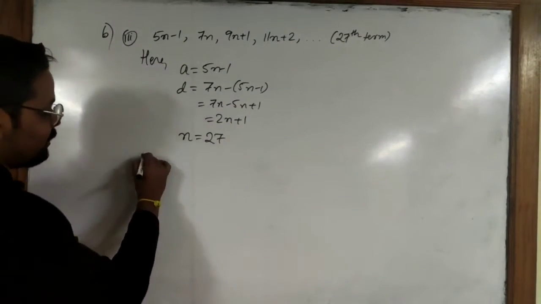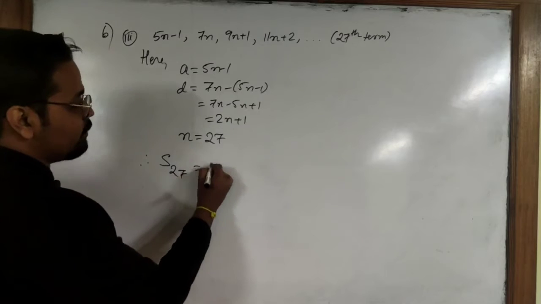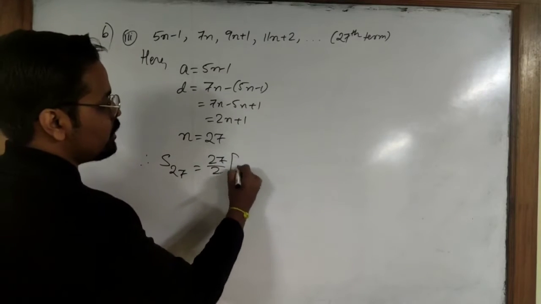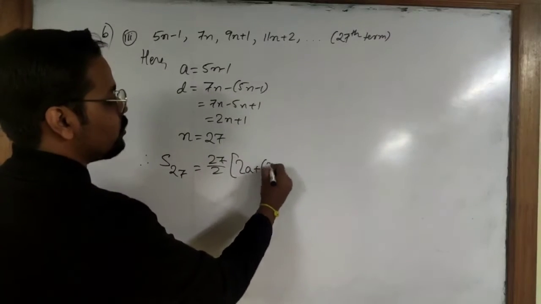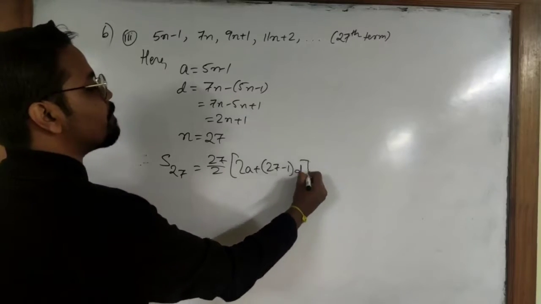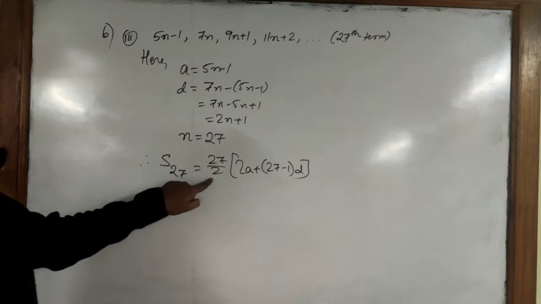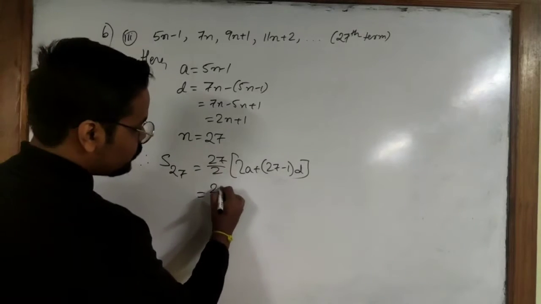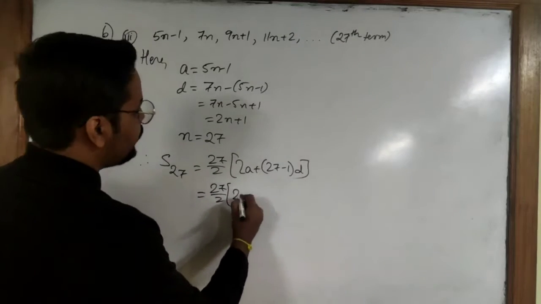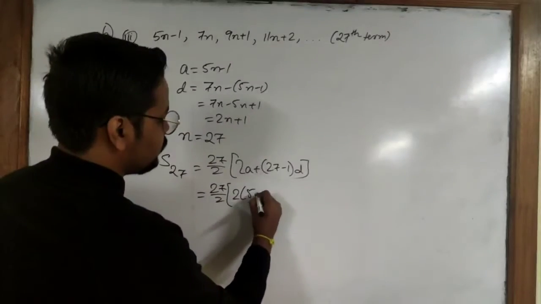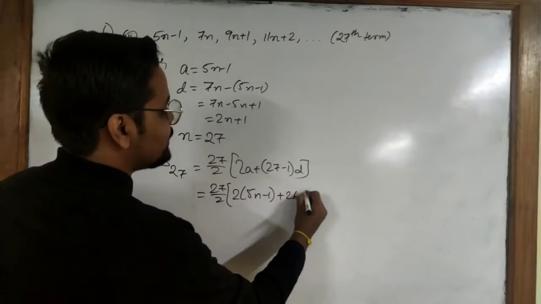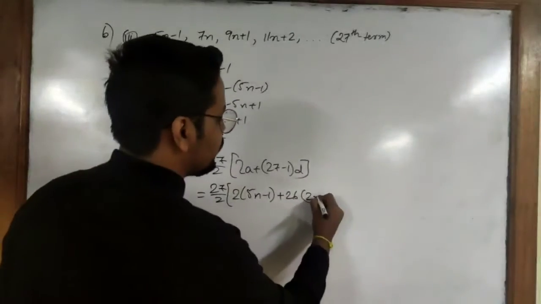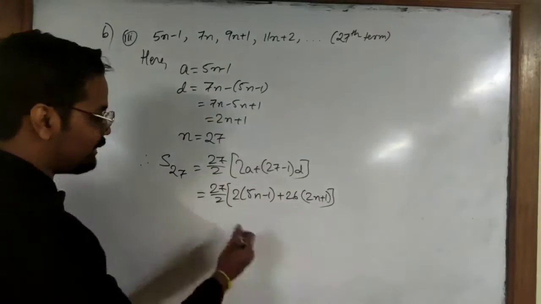The common difference is 2n plus 1, and n is equal to 27. Therefore the sum up to the 27th term will be equal to 27 by 2 into (2a plus (27 minus 1) into d), using n by 2 into (2a plus (n minus 1) into d). So it is 27 by 2 into (2 into (5n minus 1) plus 26 into d), where d is 2n plus 1. Simplify this and you will get the answer.